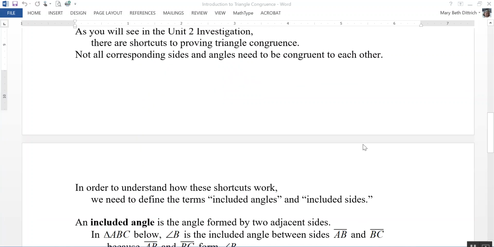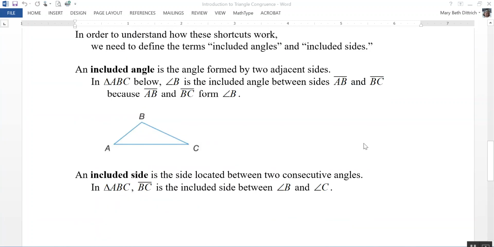But before we do that, we need to define a few terms, and those are included angles and included sides. An included angle is the angle that's formed by two adjacent sides. So in triangle ABC below, angle B is the included angle between sides AB and BC, because sides AB and BC form angle B. So B is the included angle between those two sides. An included side is the side that's located between two consecutive angles. Again, in this triangle, side BC would be the included side between angle B and angle C.